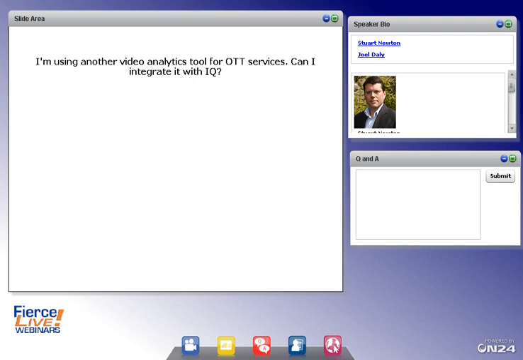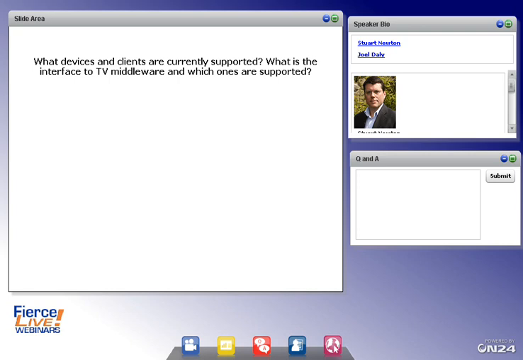Okay, great. That leads into our next question. What devices and clients are currently supported, and what is the interface to TV middleware, and which ones are supported? So right now, the first solution, we put a probe that passively monitors the session at your edge cache. In that sense, we have no restrictions on the client. We support HLS, we support Adobe, we support Smooth Streaming, we support Dash for whatever client is streaming that or connected to that stream.